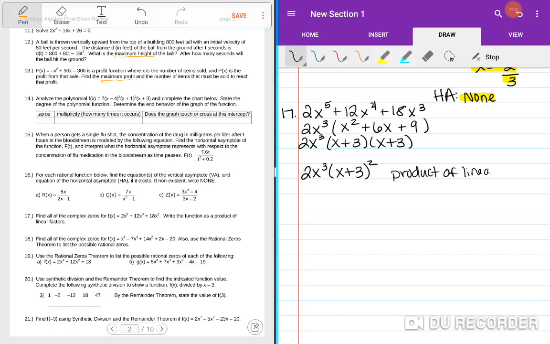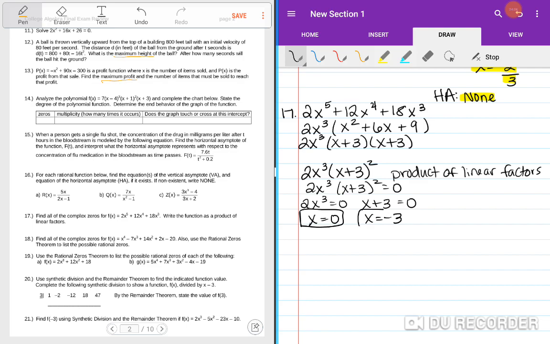To find the zeros, when we set this product of linear factors equal to 0, that would give me 2x cubed equals 0, x plus 3 equals 0. So x equals 0 and x equals -3. So there's only two zeros for this one: 0 and -3. Okay. Number 18.